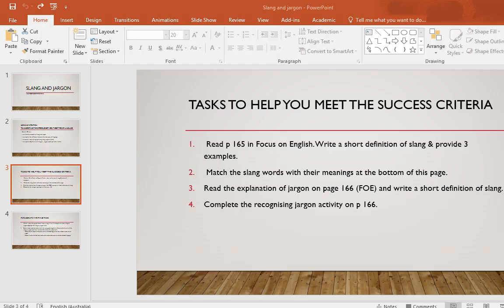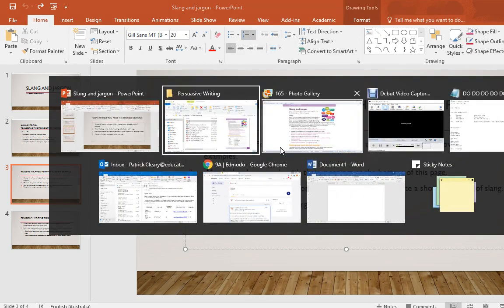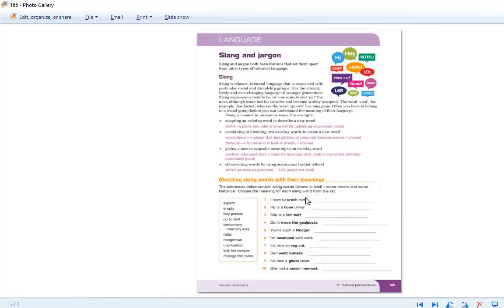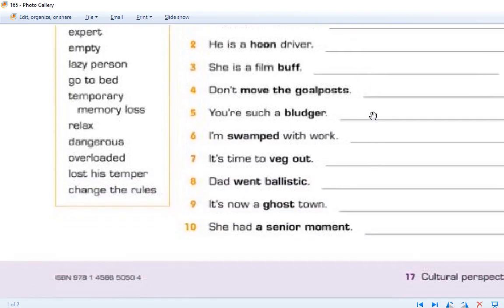Back to my presentation. So after you have read that page and written your short definition, you need to match the slang words and their meanings at the bottom of this page. So looking again at that page, you've got a short activity here to do at the bottom, words over here in this box, there is a space for them over here on the right.